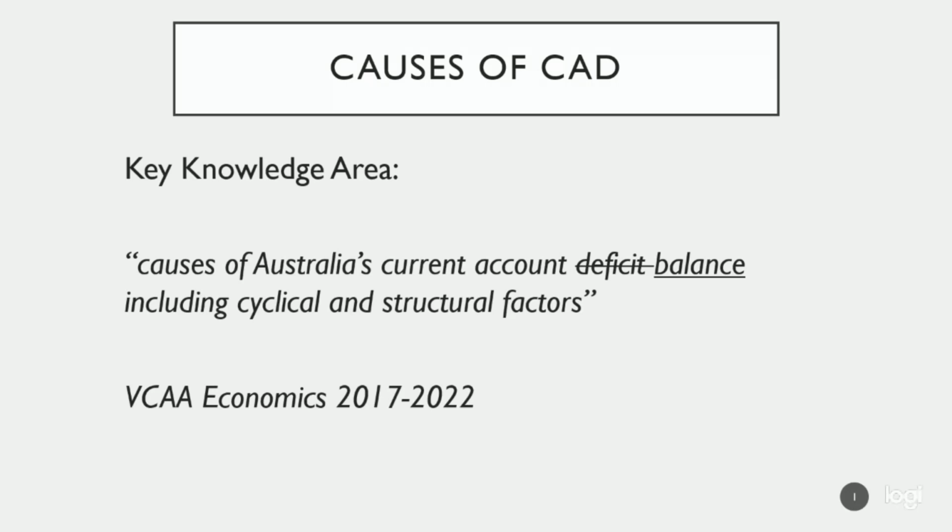So in this video, we're looking at the causes of Australia's current account balance, including the cyclical and structural factors. The Slater design says that it's a deficit because it was written in 2017, and for a long period of time, the current account was in a deficit. But now we know that over the past few years, it's reached a surplus. So we're going to examine this area of study as a balance instead.